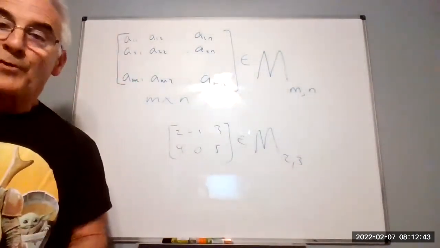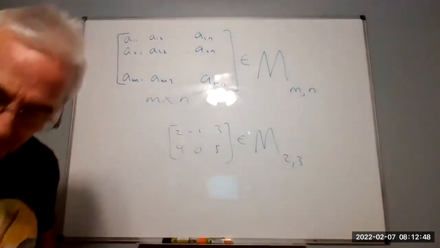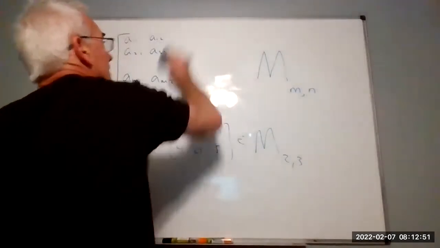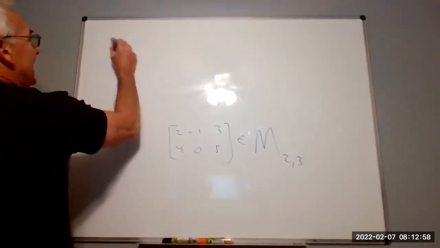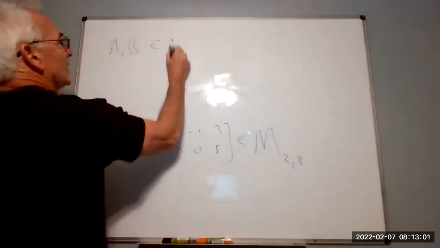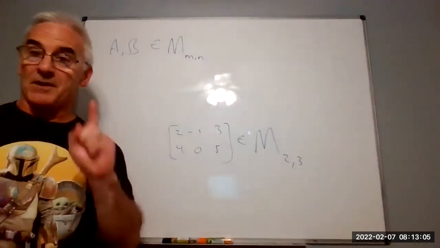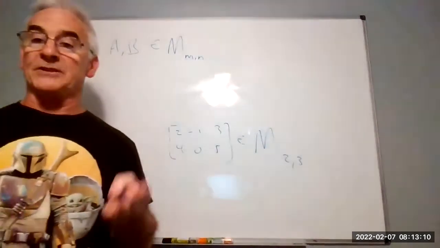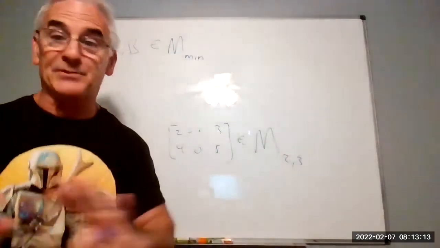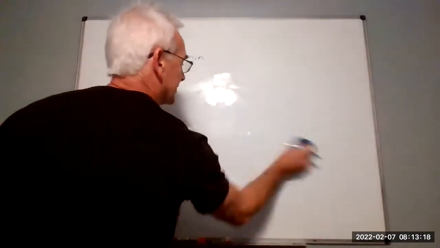So the first rule of matrix addition, which is what we're going to define first: we say if matrices A and B are elements of this set, I'm saying they are the same size. First rule of matrix addition, they have to be the same size, or the addition is not defined. Absolutely critical that we understand that.